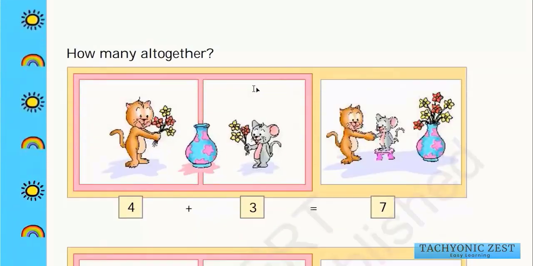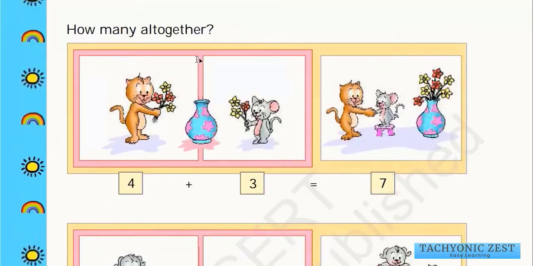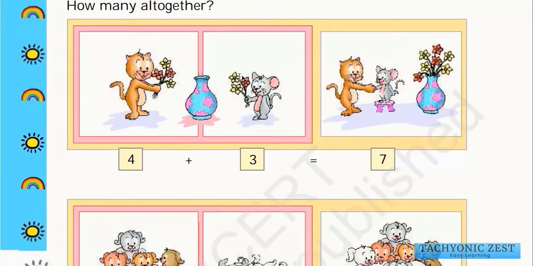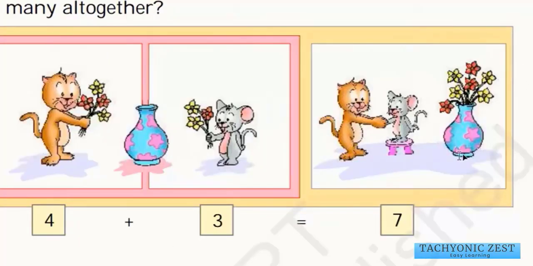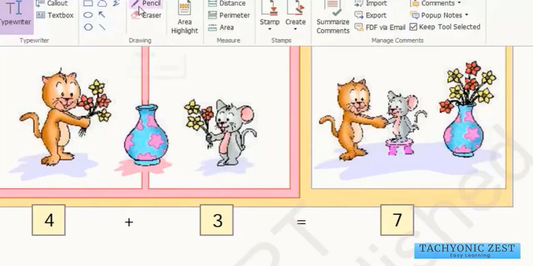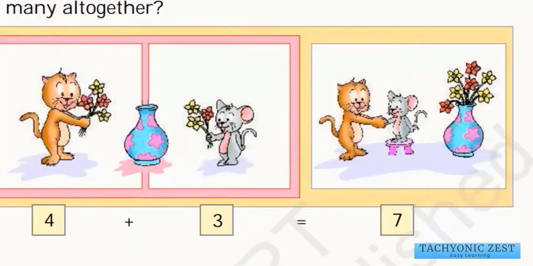Okay, now the next question, let's see. It is saying how many altogether. So we have to count the total number of flowers, and finally how many flowers we get. For example, in this picture, if we see here first there are 1 2 3 4. There are 4 flowers.